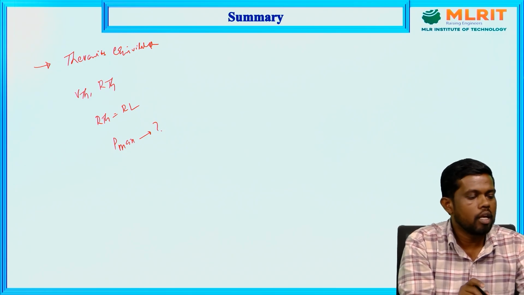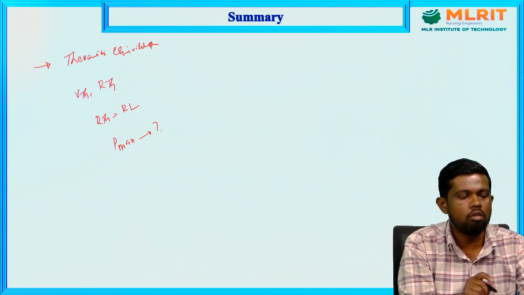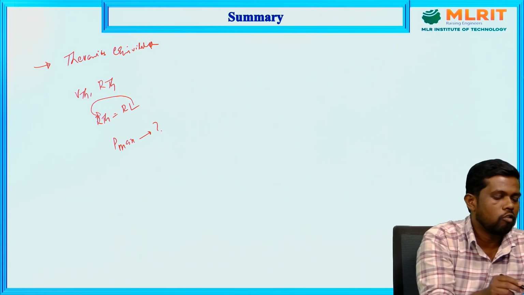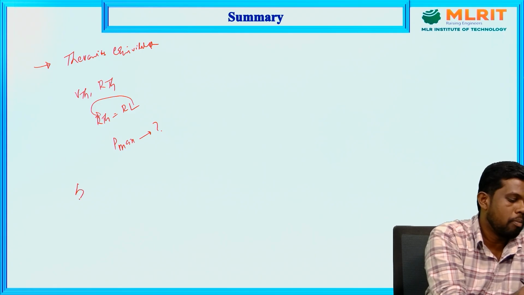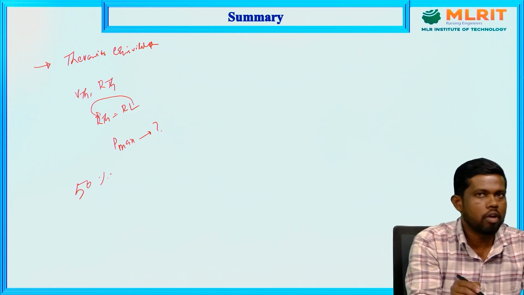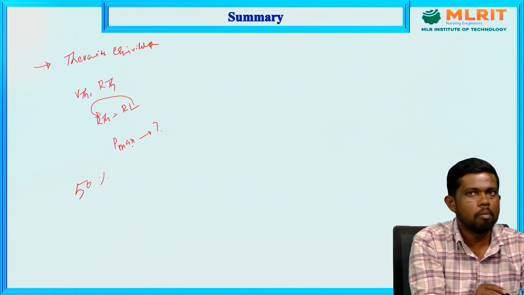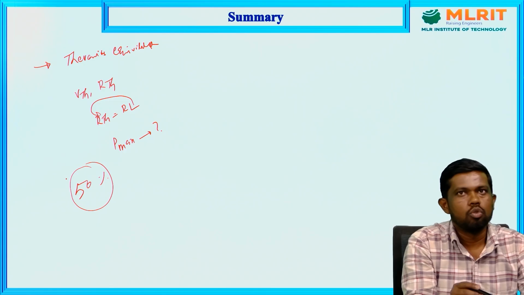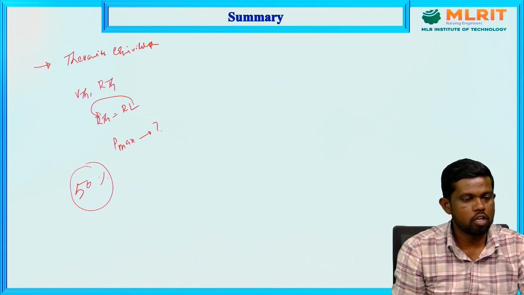It clearly tells us that maximum power across the load resistor is transferred from the source to the load when this load resistor is equal to the source resistance. At that time the efficiency is 50% only. Whenever the source is delivering the maximum power to the load, we get 50% efficiency only. So this is the summary of the entire maximum power transfer theorem.